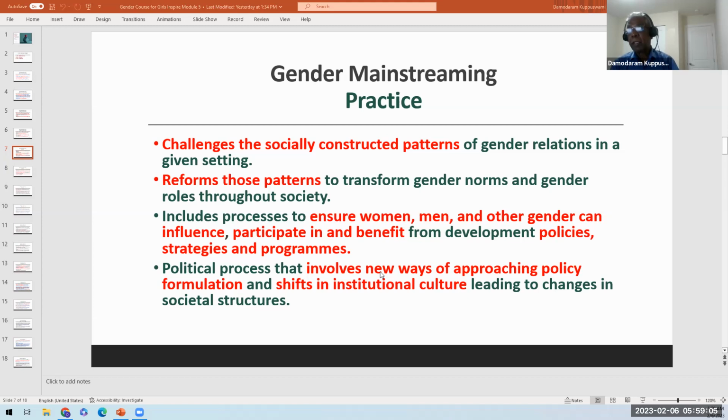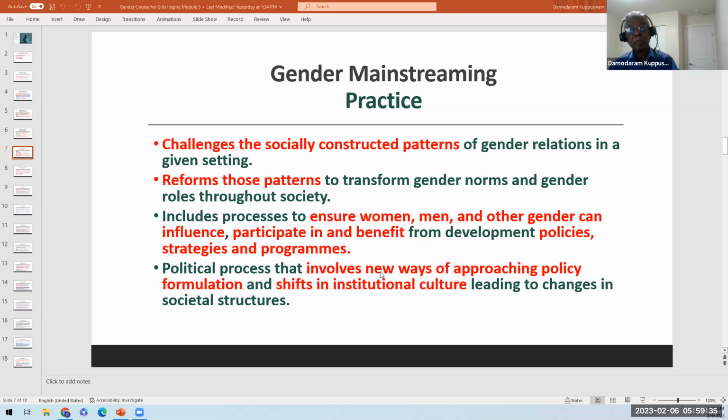The third one is, as we have been saying, how different people participate. So women, men, and other genders, how do they participate? How do they influence the policies and programs so that they benefit equally? Therefore, when we are looking at gender mainstreaming, we also look at the role played by each of these genders, not only in sharing what the needs specific to them are, but also in how this is translated into action.